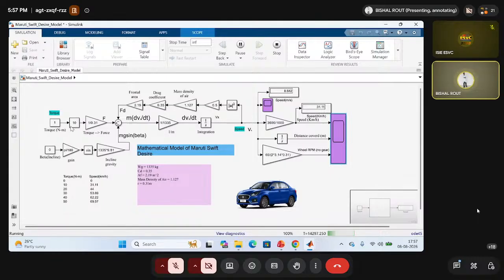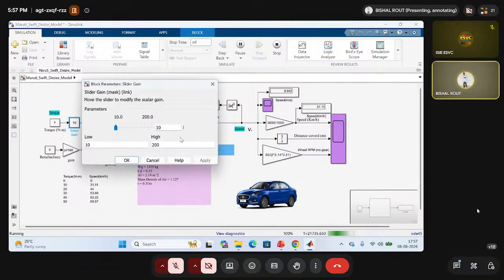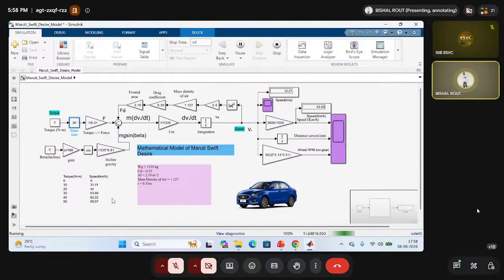If you apply 10 Newton meter of torque, you can get this particular thing. So you have designed this complete vehicle model, right? And if you apply a torque, you will get a particular speed. For 20 Newton meter, let us suppose I apply 20 Newton meter, I'm getting something around 44. You can see I've written the values over here. For 30, for 40, for 50, you are getting some values, right?